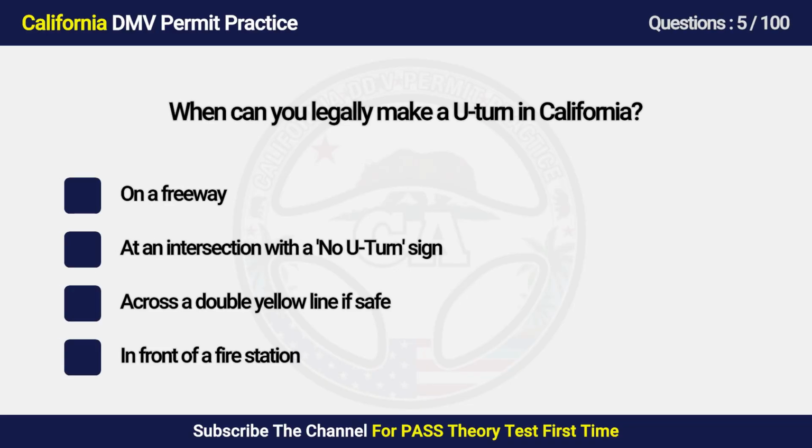A. On a freeway. B. At an intersection with a no U-turn sign. C. Across a double yellow line if safe. D. In front of a fire station.